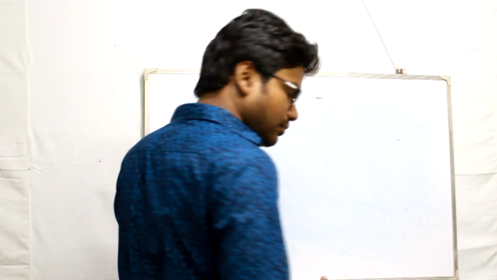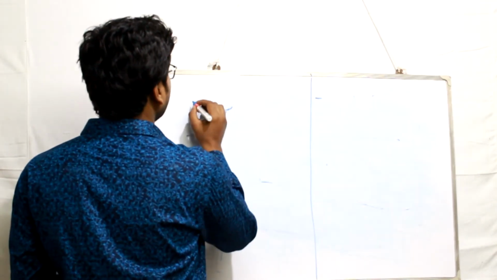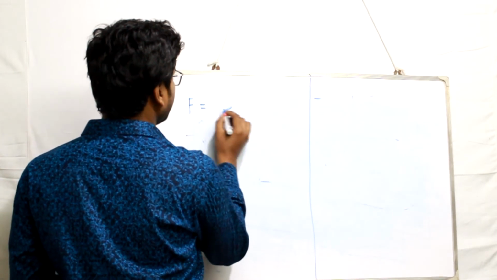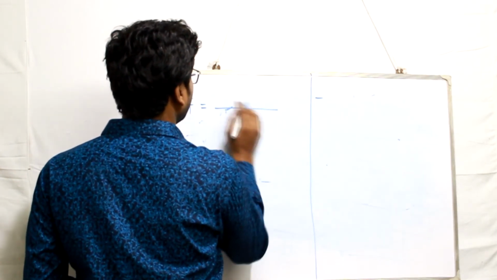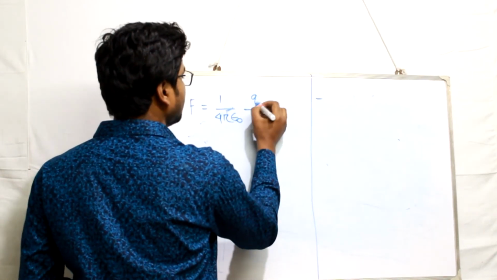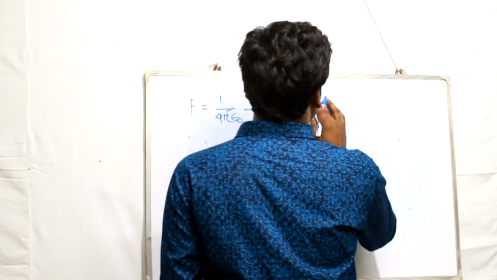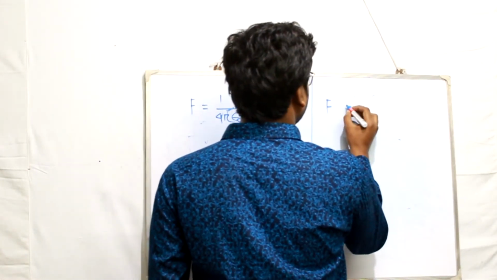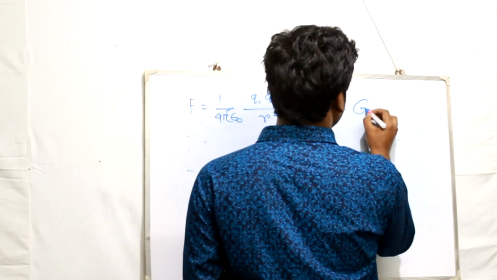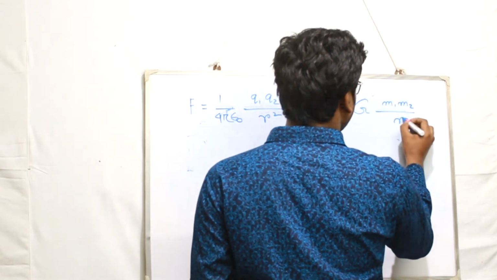Now we'll try to compare the gravitational interaction with the Coulomb interaction. Here we are considering the Coulomb interaction, that is F equal to 1 by 4 pi epsilon 0 Q1 Q2 by R square, and here F equal to G M1 M2 by R square.